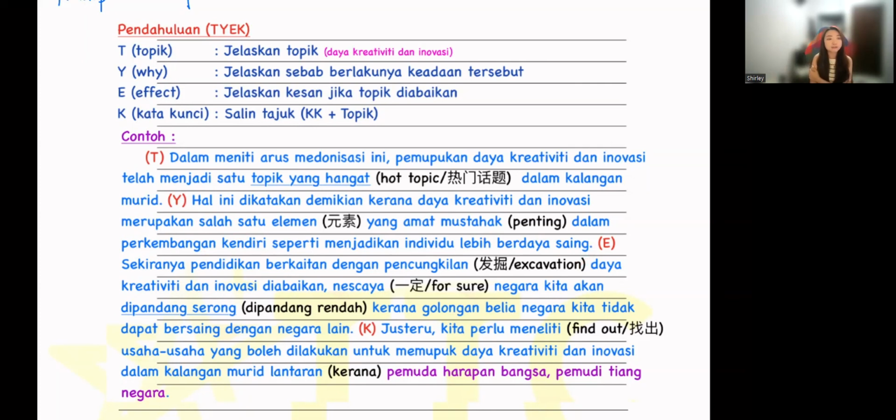Then after that, effect. Jelaskan kesan jika topik diabaikan. Diabaikan means ignored. What happens if this is being ignored in society? Okay, so you see the effect here, kesan.